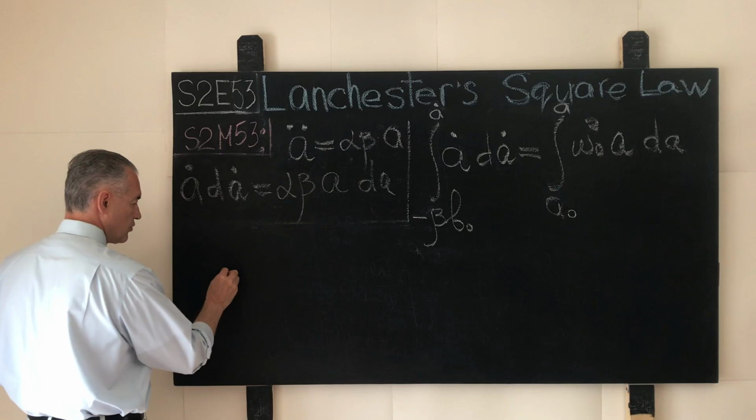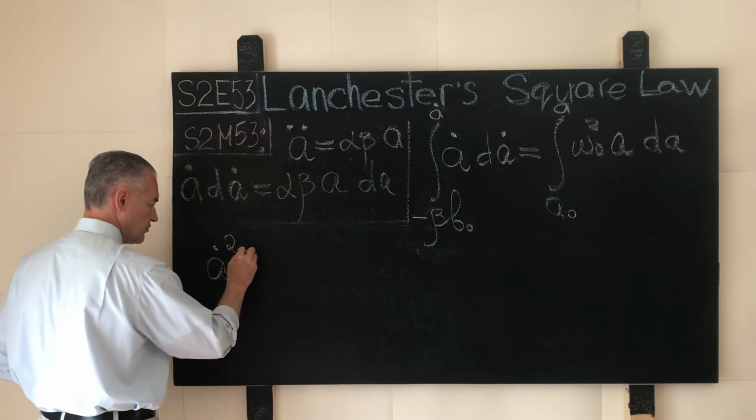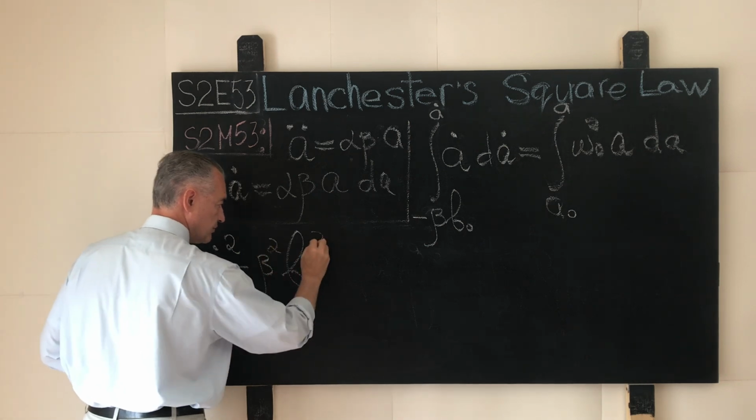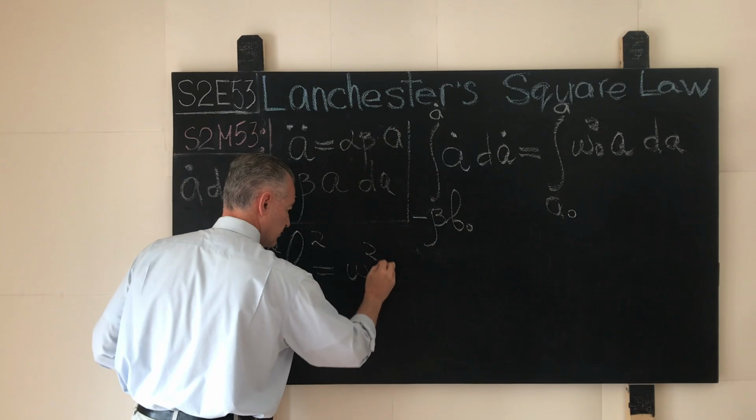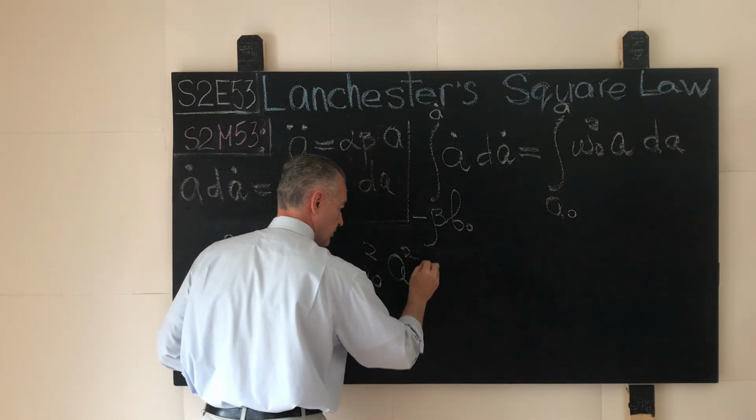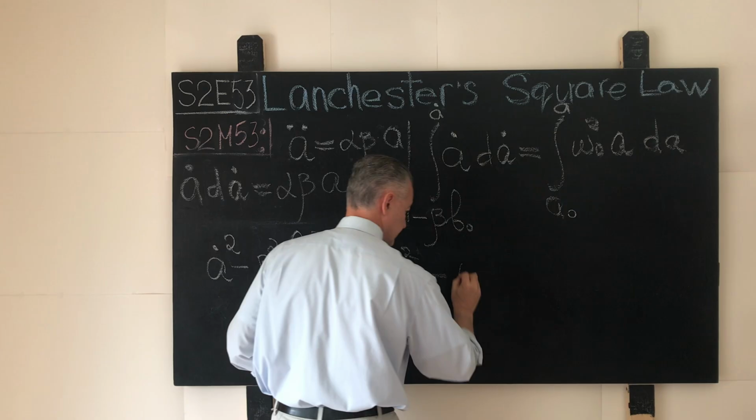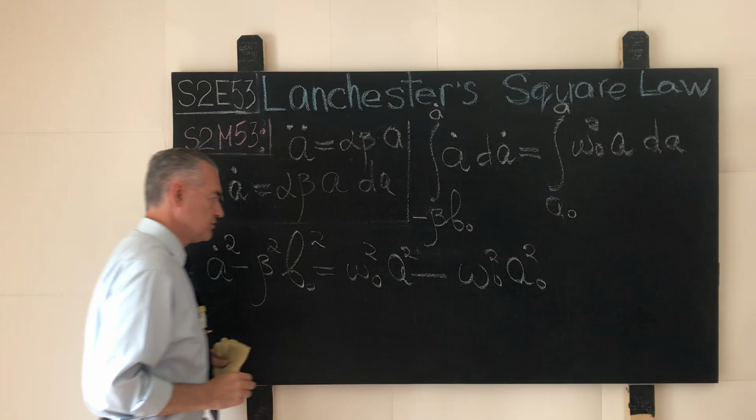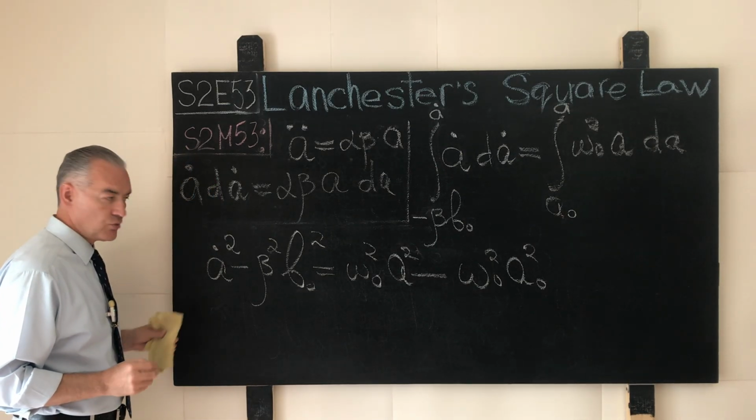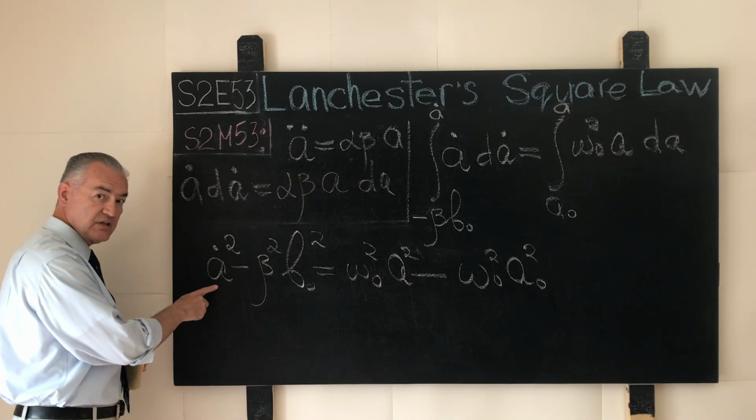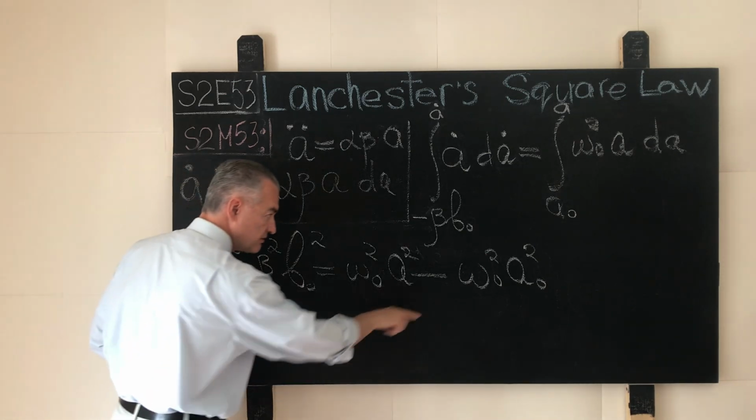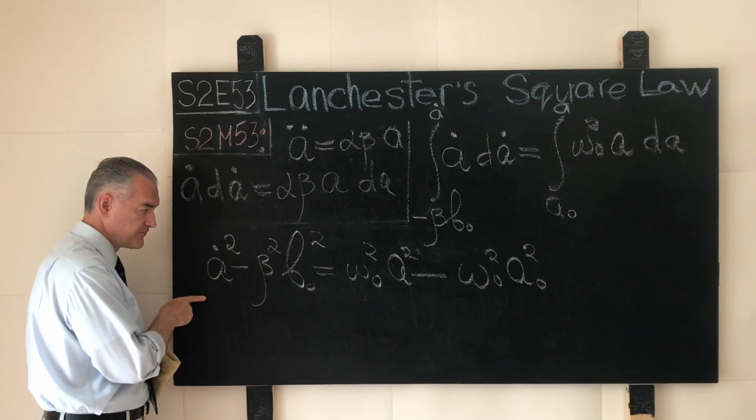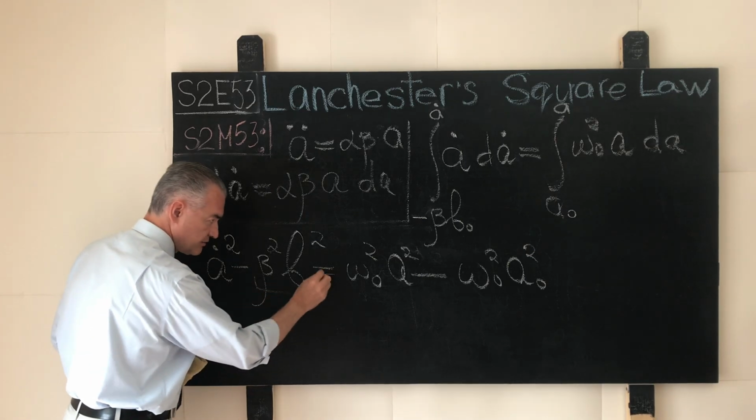So what do we have now? We have a dot squared minus beta squared b0 squared is equal to omega_0 squared a squared minus, I will open up the parentheses on the right hand side, a0 squared. You see, it is that straightforward. So what do we do now? Well, we want to separate the variable called a from the independent variable called t. And where is that variable? It's over here, dA over dt. So what do we do? Constants.